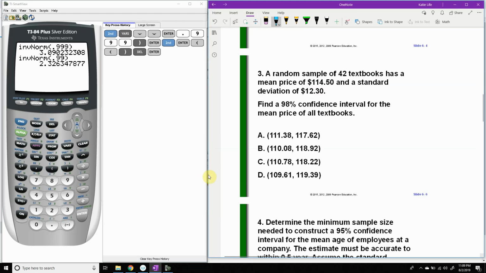Number 3, a random sample of 42 textbooks has a mean price of $114.50 and a standard deviation of $12.30.